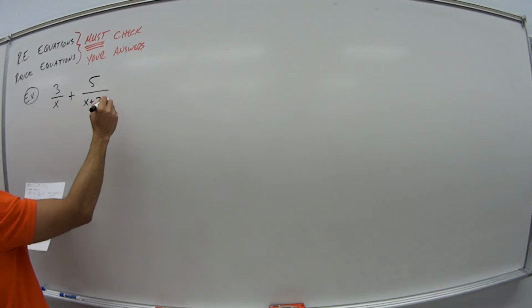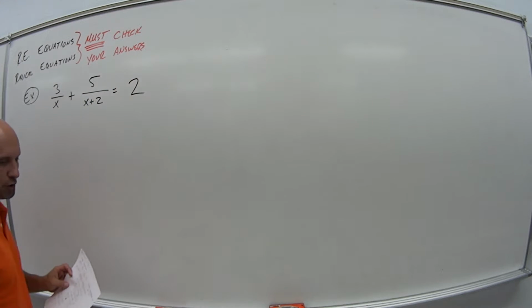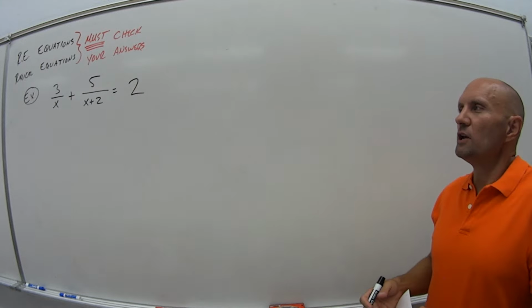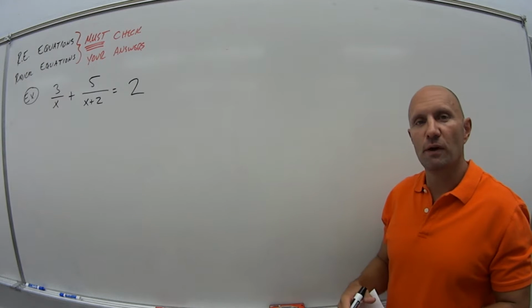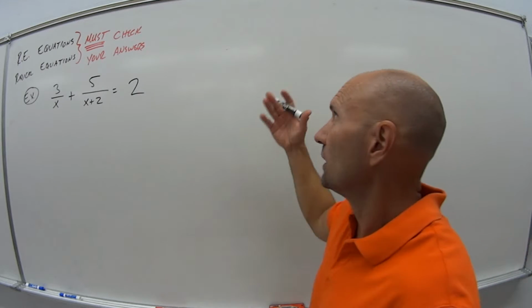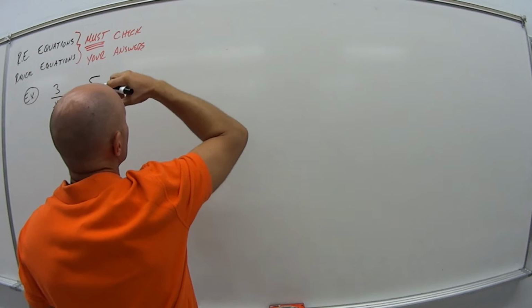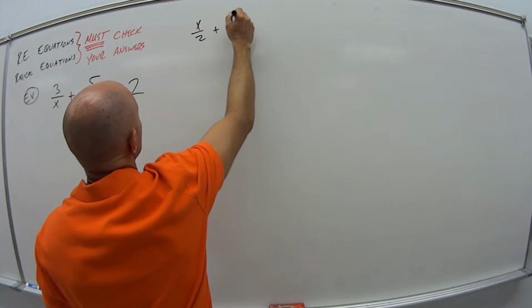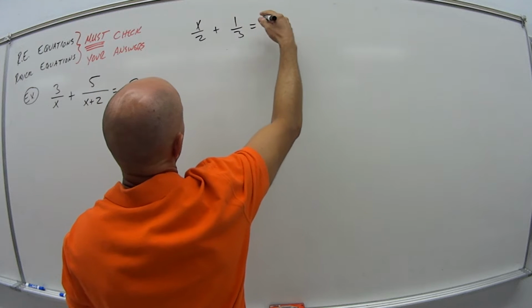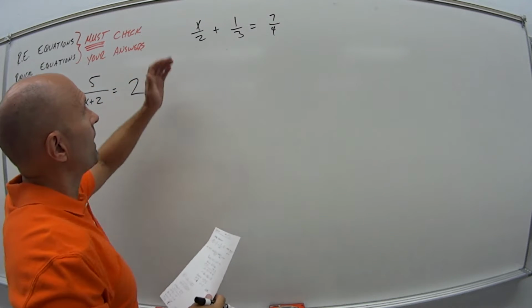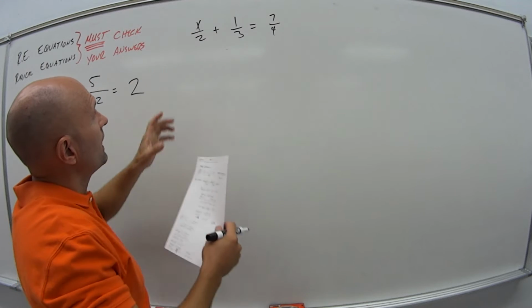So the first example we have, we want to solve the equation 3 over x plus 5 over x plus 2 is equal to 2. If I have an equation like this, an equation with fractions in it, what's the easiest way for me to solve something like this? So let's say I had x over 2 plus 1 over 3 is equal to 7 over 4. If I had an equation like this and I was trying to solve for x, what would I do?